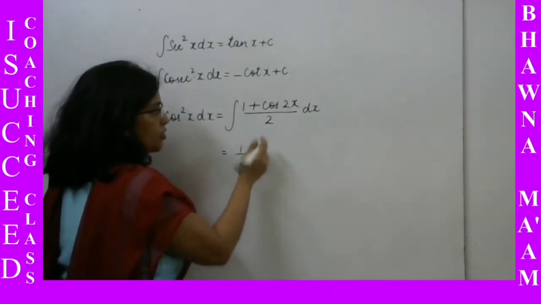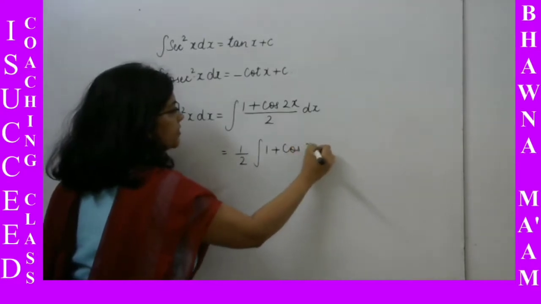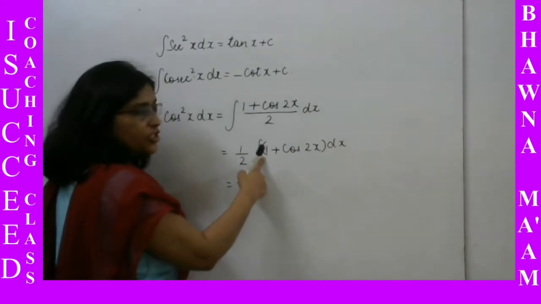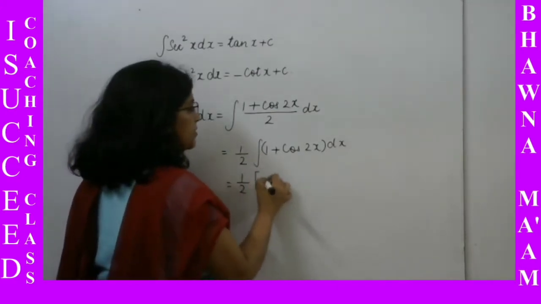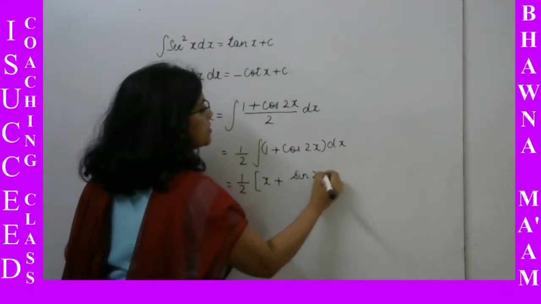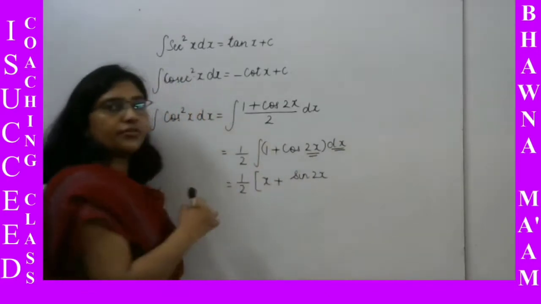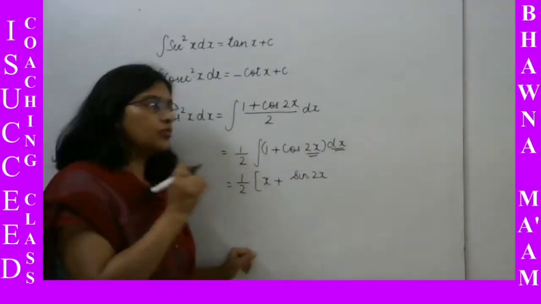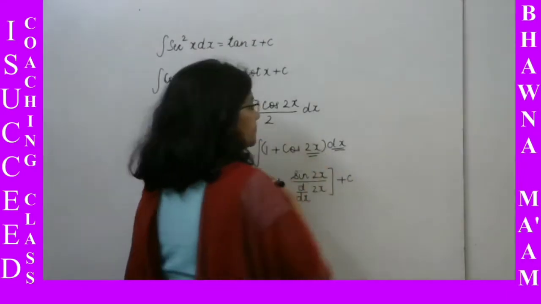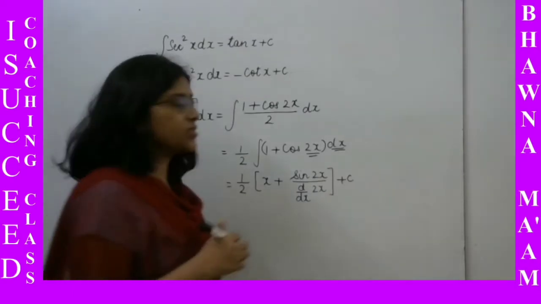1 by 2 is constant, so put it outside. 1 plus cos 2x dx. Integration of 1 is x and integration of cos is sin x. Now, if you see, this variable is x and here we have 2x. So, we have to differentiate 2x in the denominator. As we said, integration and derivative are inverse processes.